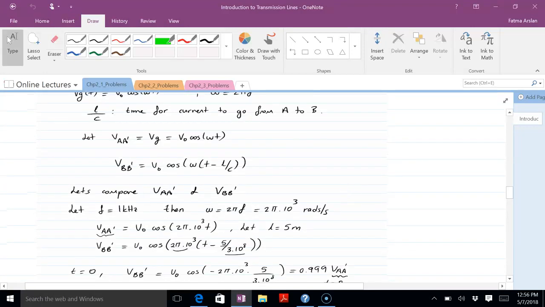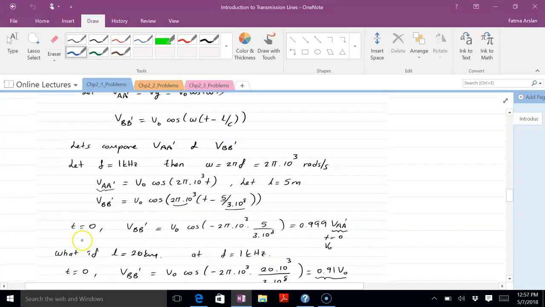Let's compare them at some time, so we need to set some time. Let's say our applied potential is at 1 kilohertz, and we can calculate our omega, and then let's say the length of the transmission line is only 5 meters. So, and then let's plug in t equal to 0, and then let's see the effect. The potential measured at B is 0.99 of potential measured at A.